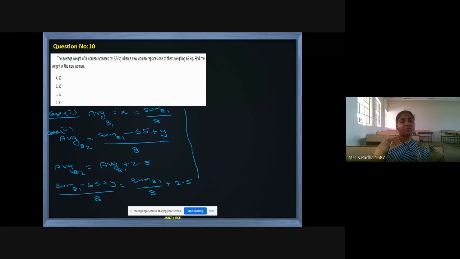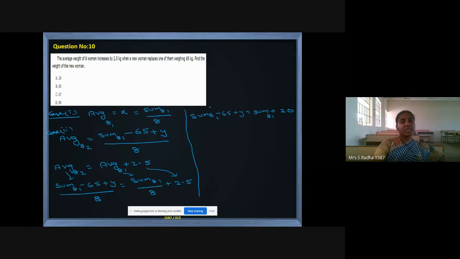So now when you simplify this, what will happen? I am replacing the average of 8 women, the entire fraction, here, and the 2.5 has come as it is. So equation 1, equation 2, first line, second line, I have just put it here. Now I make the LCM with 8 on both sides and cancel that 8. 2.5 into 8 is nothing but 20.